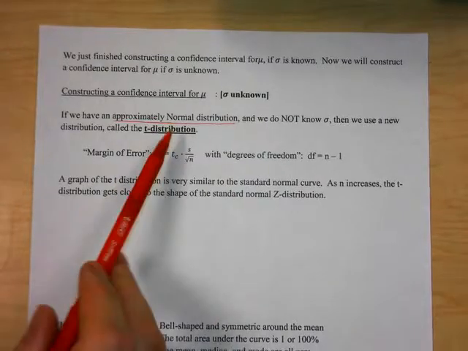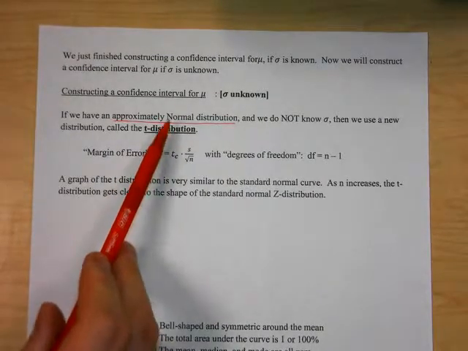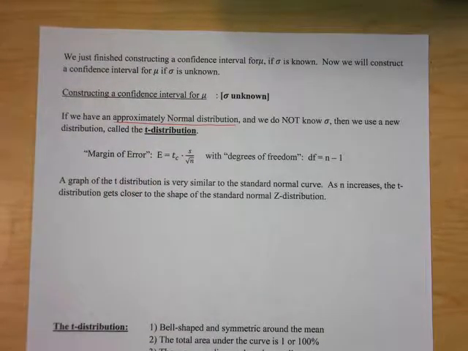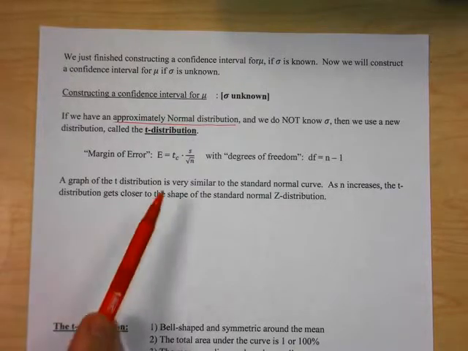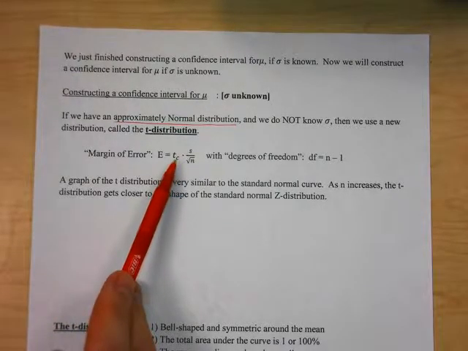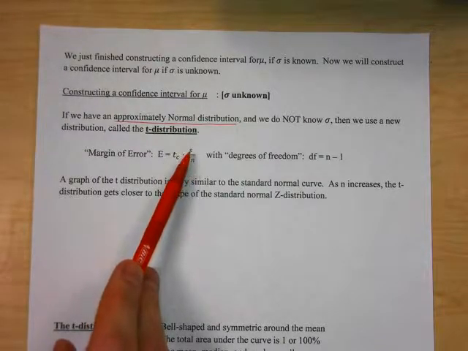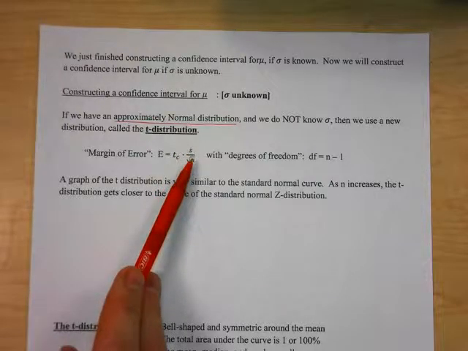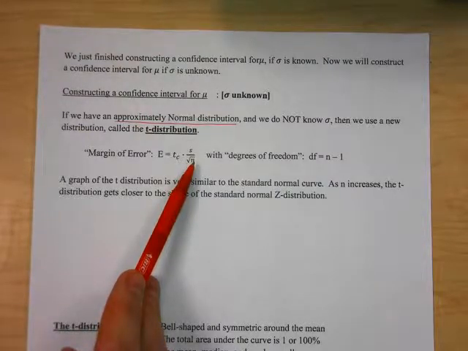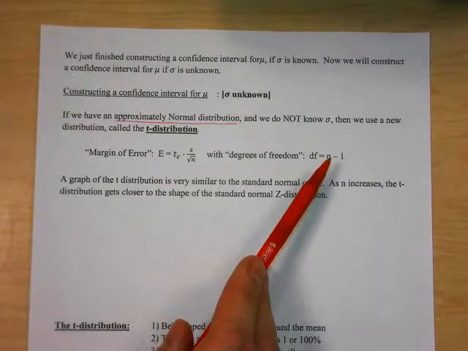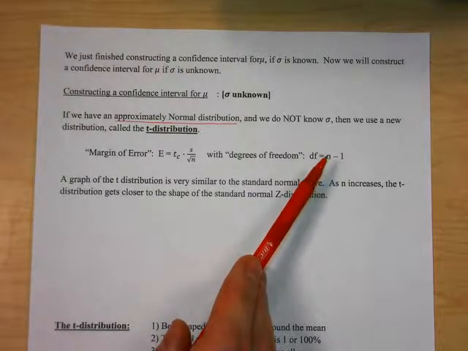Okay, now the t distribution is an approximation to a normal distribution. The t sub c value comes from a table of values, which we're going to look at here in a second. s is the sample standard deviation, just like sigma was the population standard deviation. The square root of n is the same as it was before. It's still the sample size. Different thing here, we have degrees of freedom n minus 1.